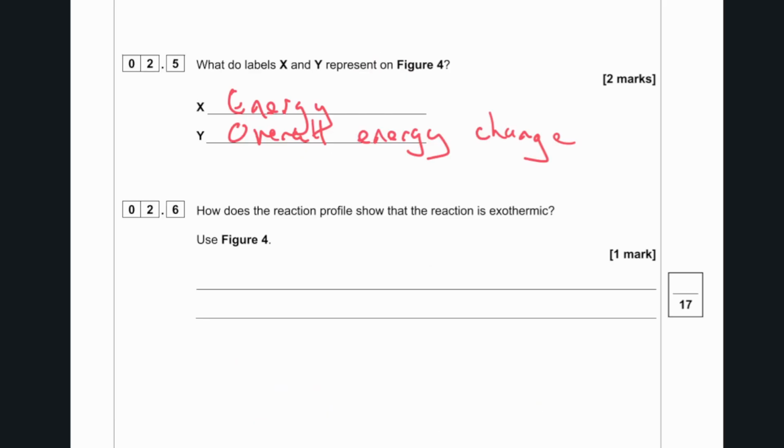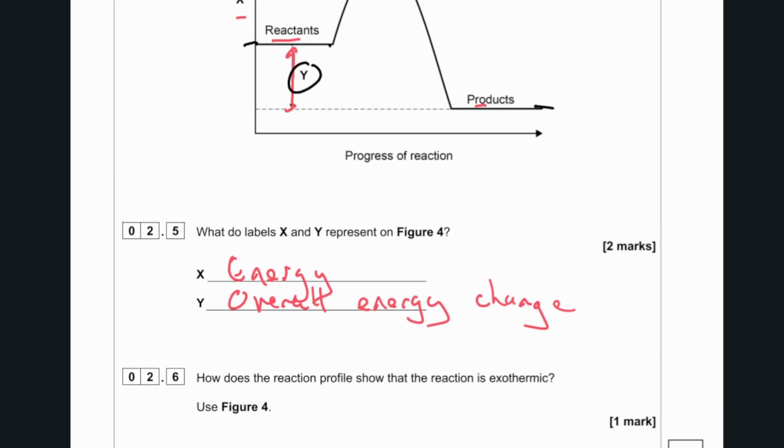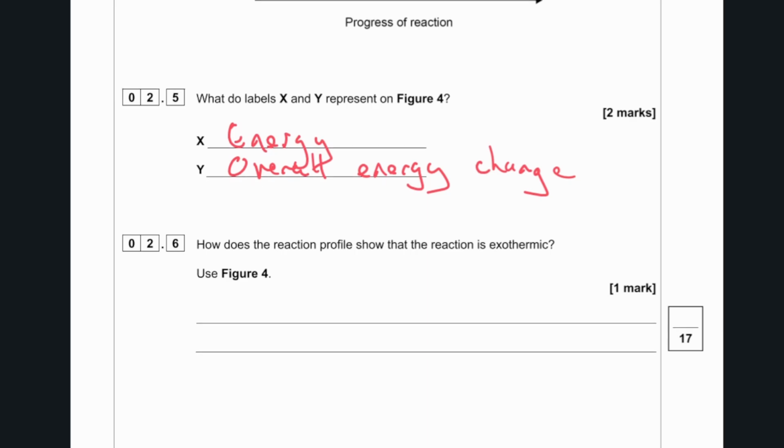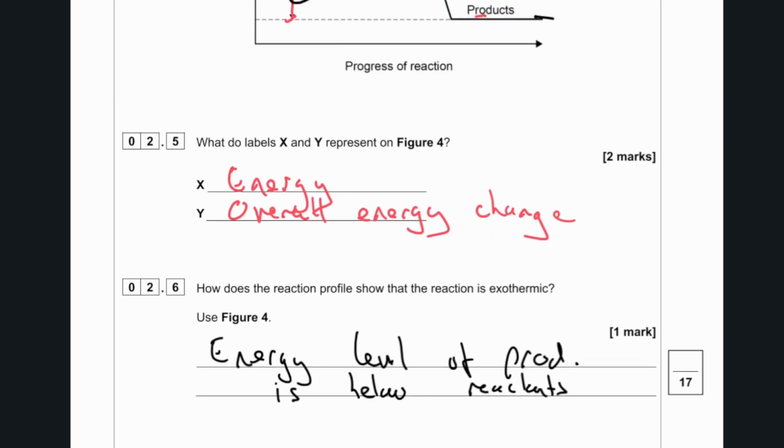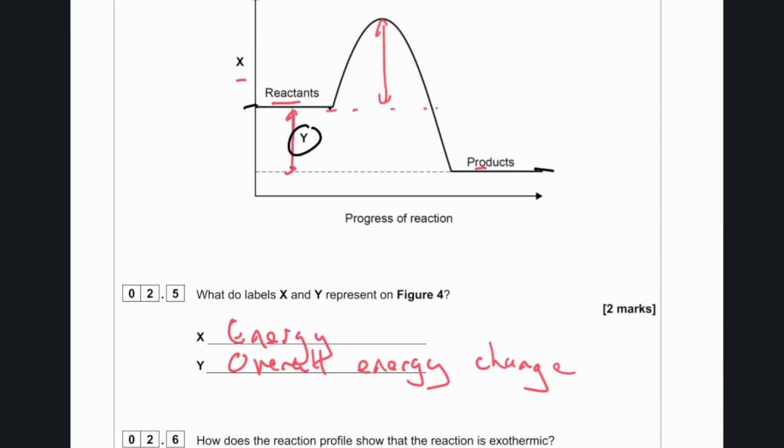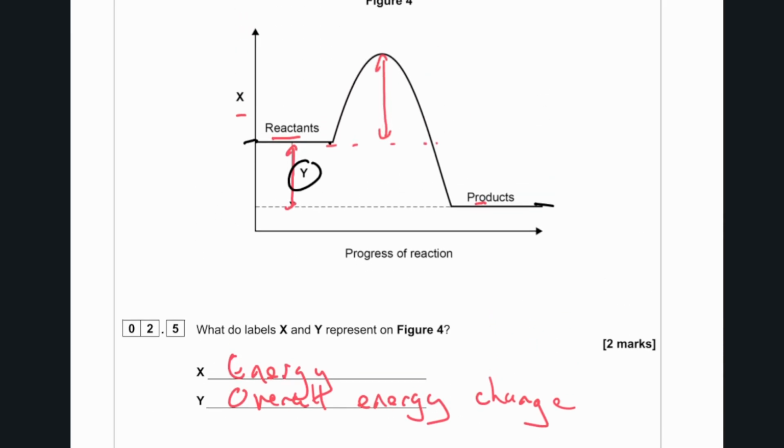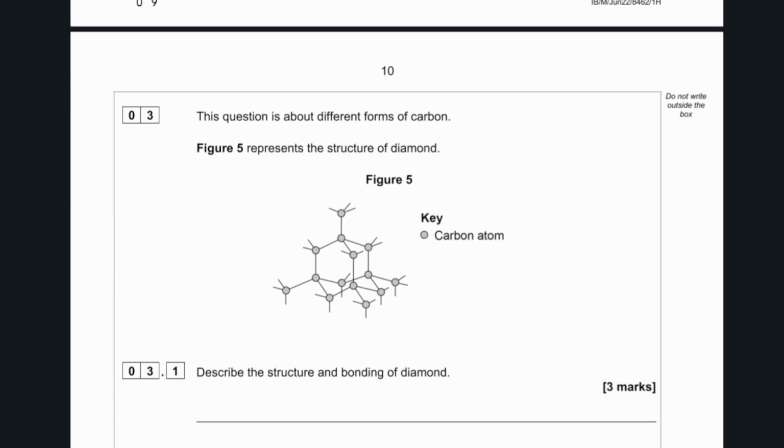2.6, how does the reaction profile show that the reaction is exothermic? So this is basically what we just explained. What's going on here is you have this big spike in energy from the reactants before it falls to the level of the product. Essentially, energy has been released, and therefore the energy level of the product is below the reactants. So by definition, we can say energy level of products is below reactants. So we started off with more energy in the reactants than the products. We ended up actually losing some of that energy. It's given off exothermically, usually as heat energy, and we end up with the products at a lower energy level.